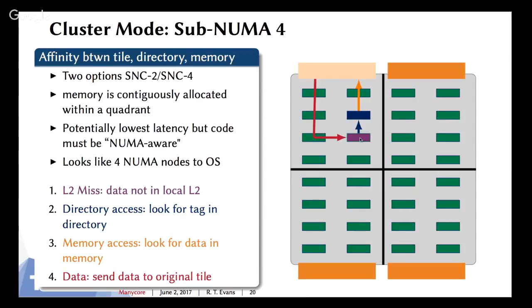Okay, there's this other mode called SubNUMA 4. This brings it down even closer. Now I'm guaranteed that my tags and my data are all in the same quadrant. Ideally, or theoretically, this should be the quickest. Everything's closest for cache misses. I need some data, the tag's here, the data's here, I come back here, the fewest hops.